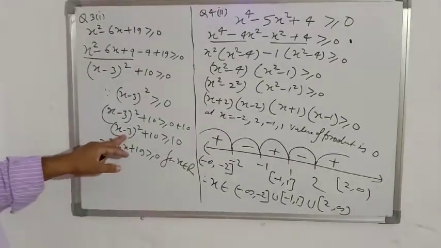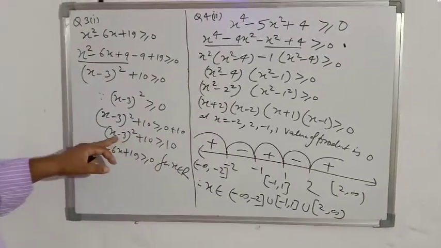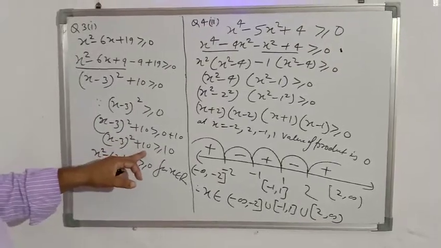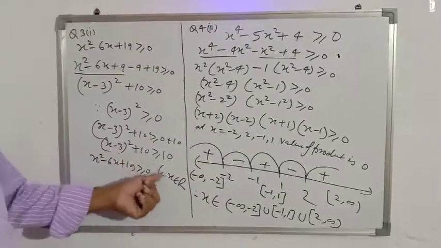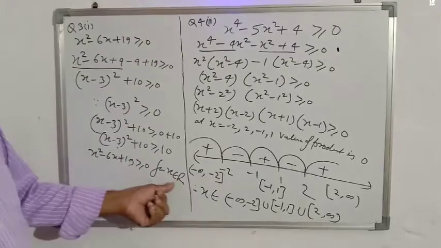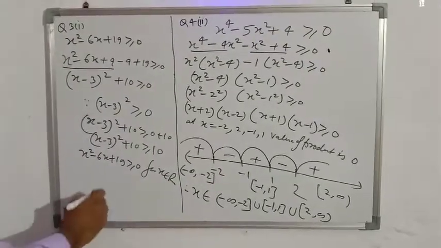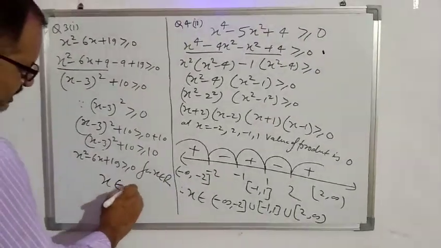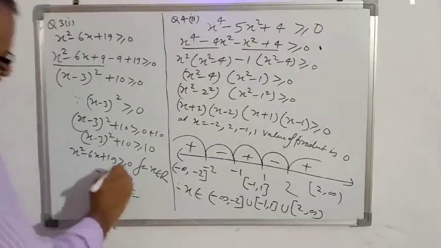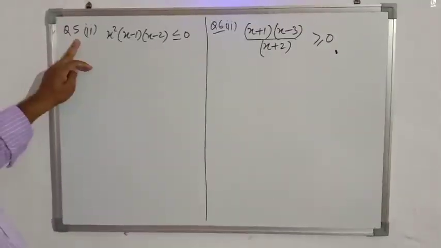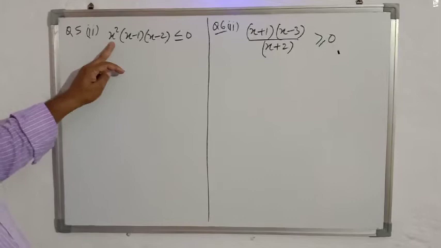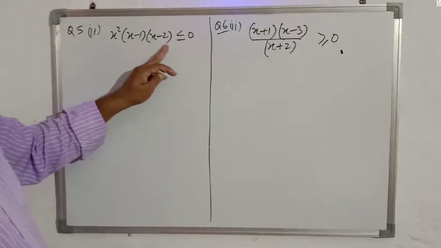At x is equal to 3, it will be equal to 10. If x is not equal to 3, it will be more than 10. So it is true for all the real x. So what will be the solution? Solution set will be all the real numbers.